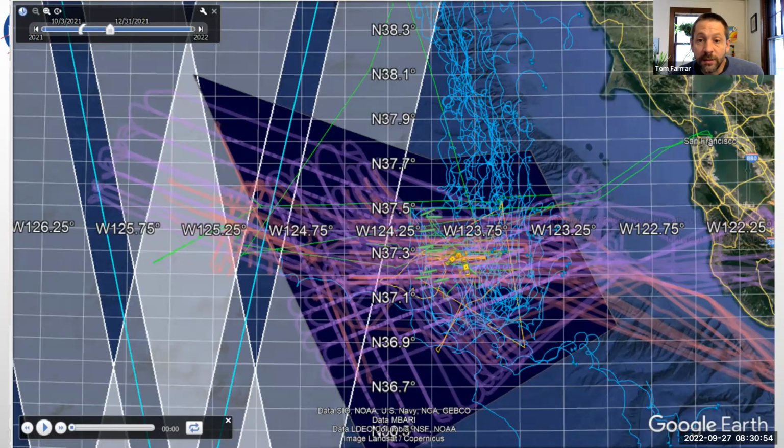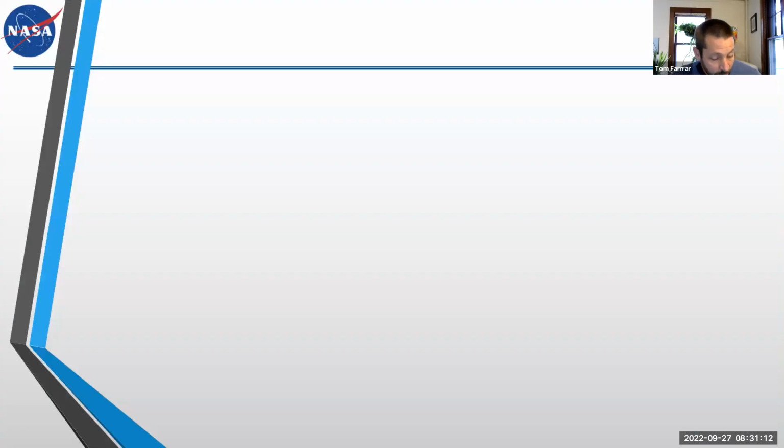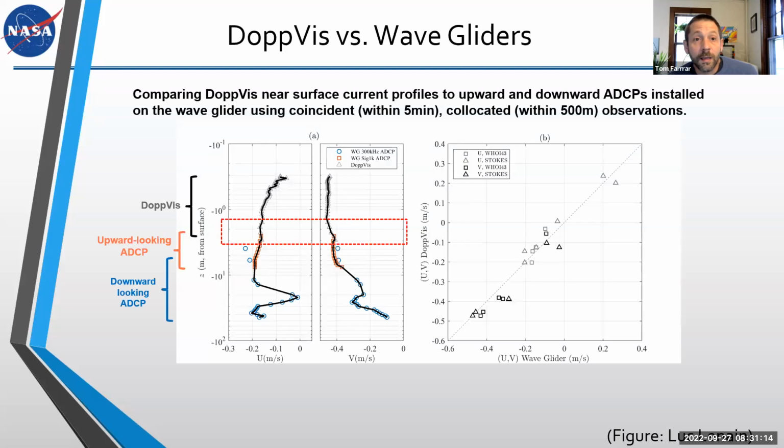So we conducted the pilot campaign last year. This is kind of the tracks of the various assets. We put a lot of focus on this area here and conducted what we called a velocity extravaganza. And so now I'll start to show you some of the data from the pilot campaign. We've compared many different kinds of velocity measurements to others, and there's still more work to do here, but here are some of the preliminary results.